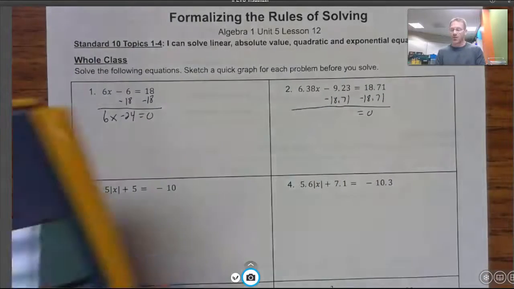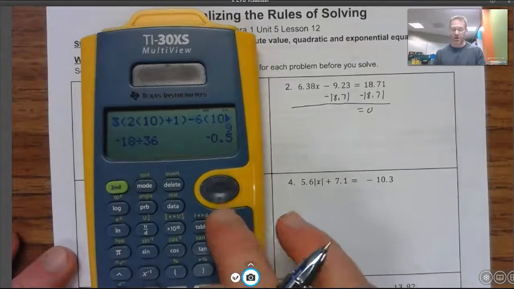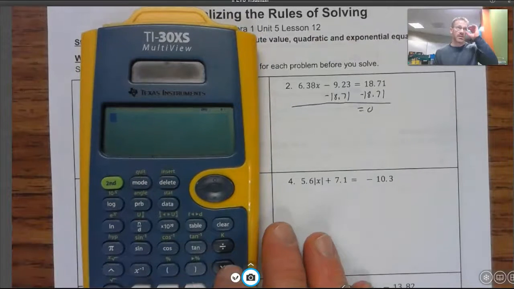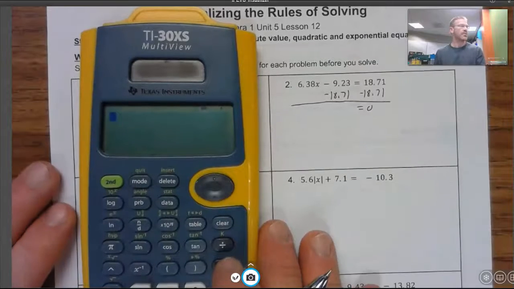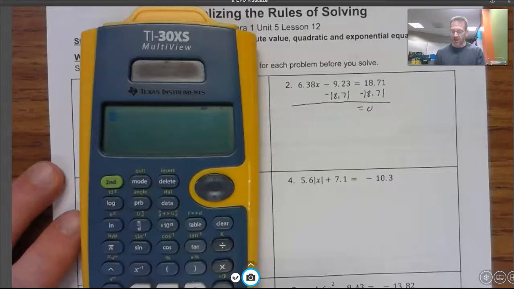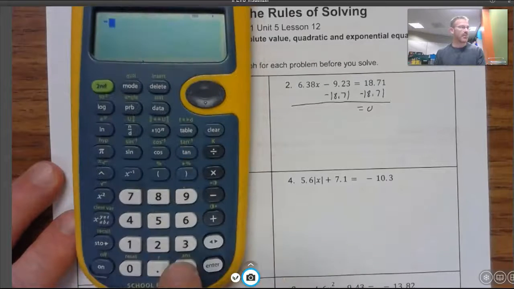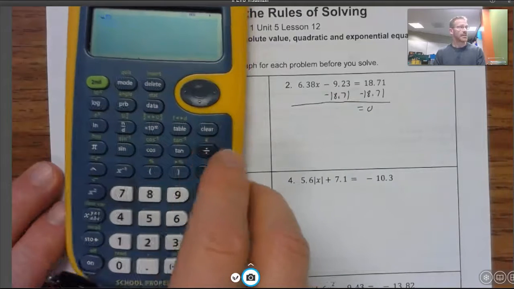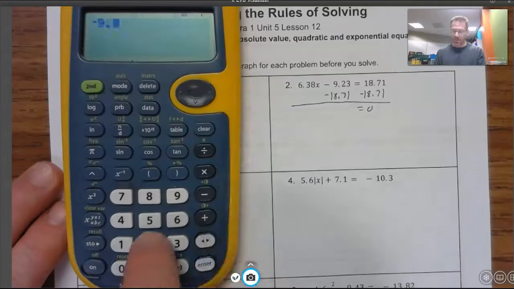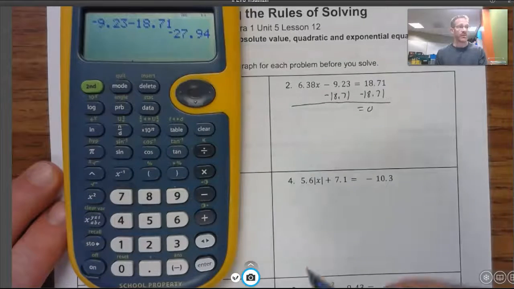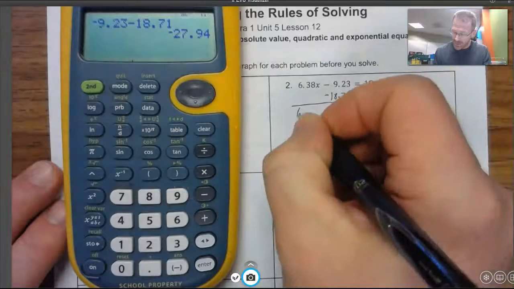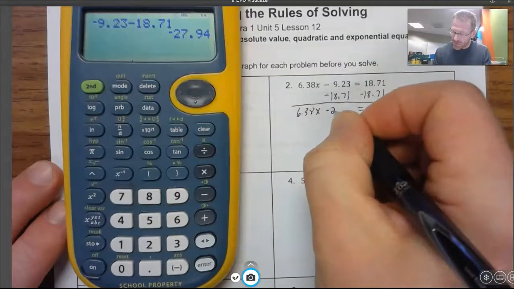Now, I don't know that fact. So once again, this is where you're probably going to have to use your calculator, not your phones. So don't get used to using your phone because you're not going to be able to use your phone on your assessment. You want to make sure you're using the calculator that you're going to have with you on the assessment. So then I'd have negative, and the negative bar is right here. Anytime you have a negative, you want to use this symbol right here. So negative 9.23 minus 18.71, and that gives me negative 27.94. So 6.38x minus 27.94.